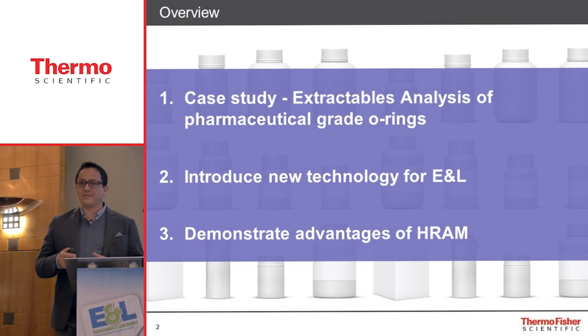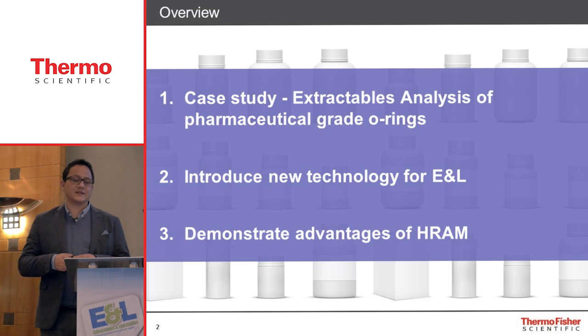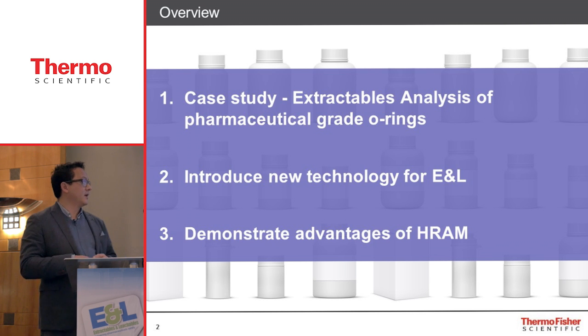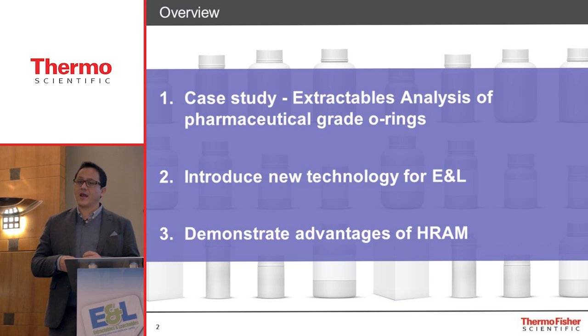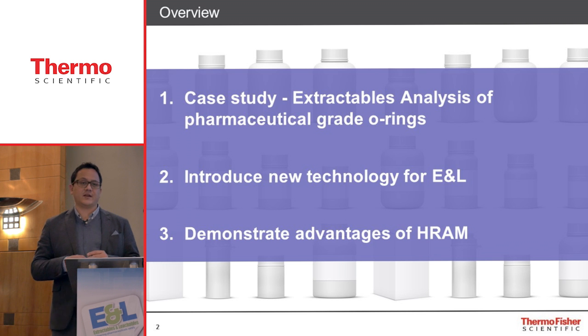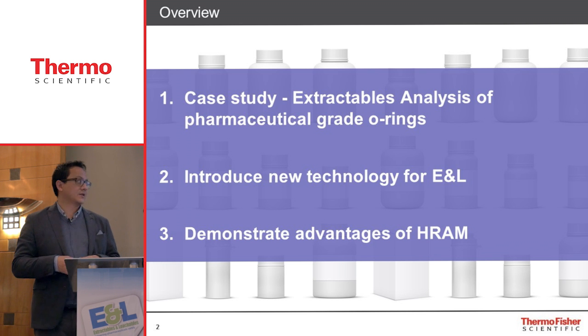So, three parts really to the presentation today. I'm going to show you a case study where we looked at some pharmaceutical grade O-rings with a whole suite of different technologies and capabilities. And I'm going to introduce some brand new technology that's never been used, as I mentioned. And my colleague Kate is going to demonstrate the capabilities and advantages of high resolution, accurate mass spectrometry for the analysis and identification of unknown extractable impurities.